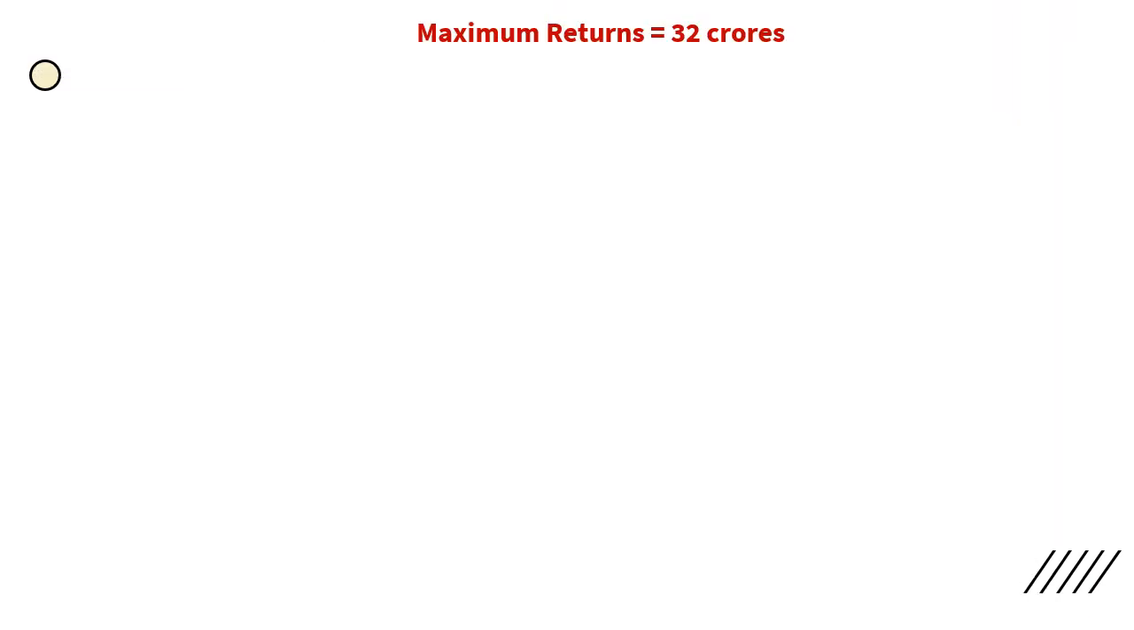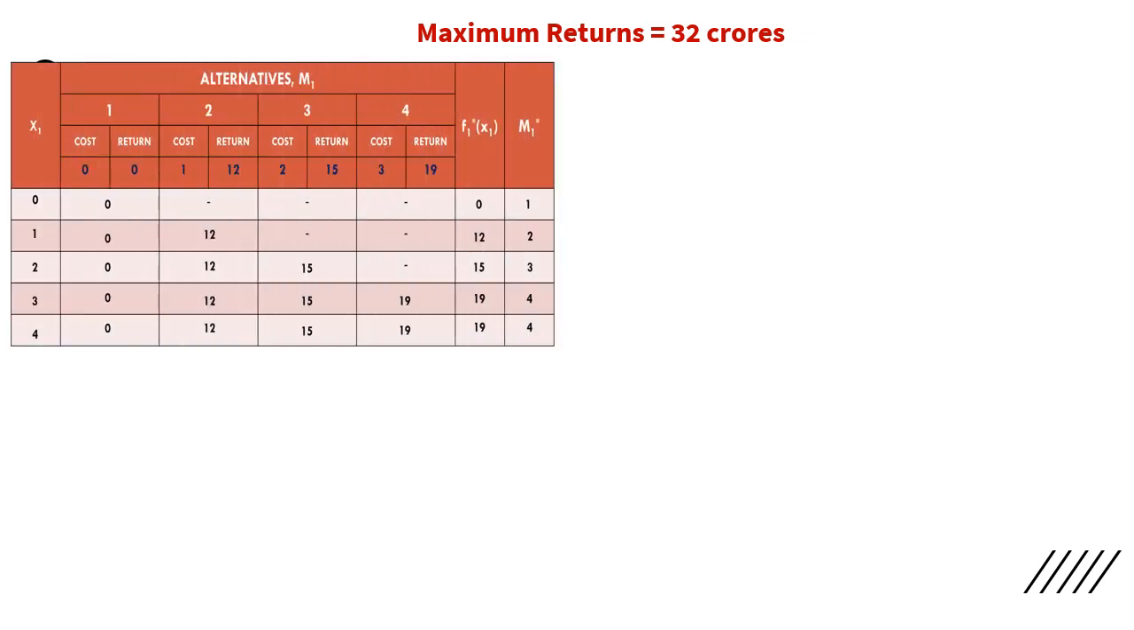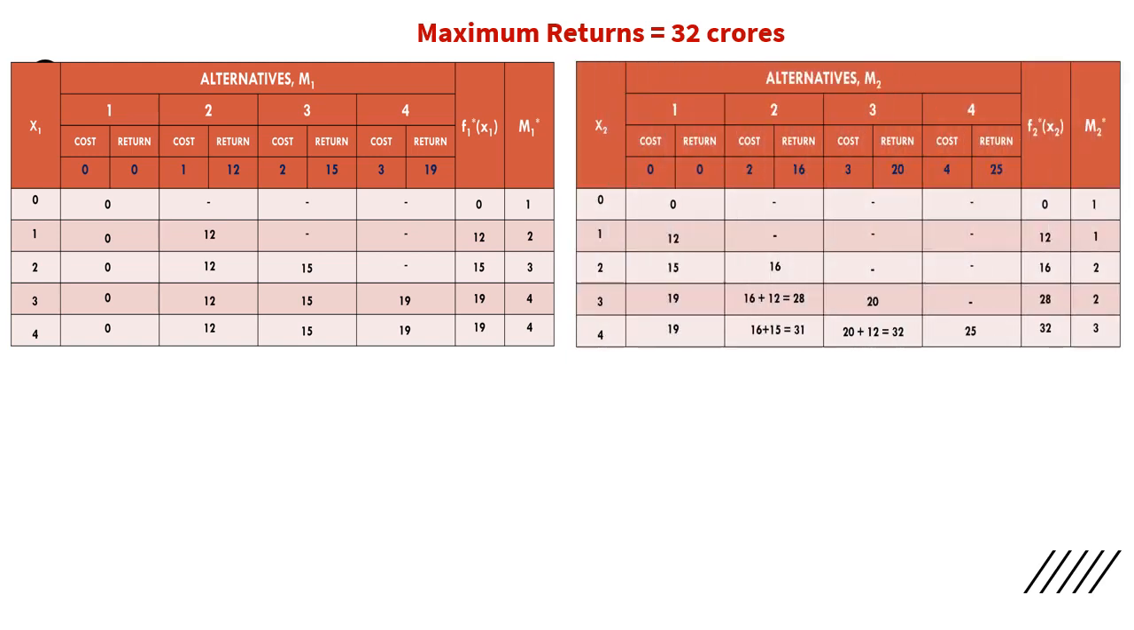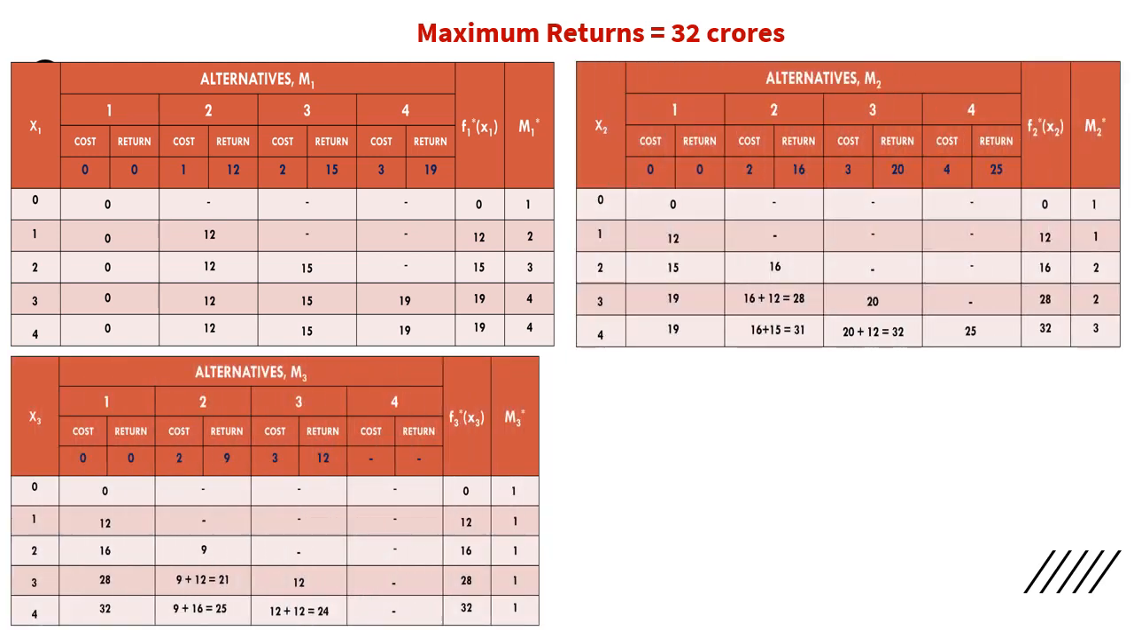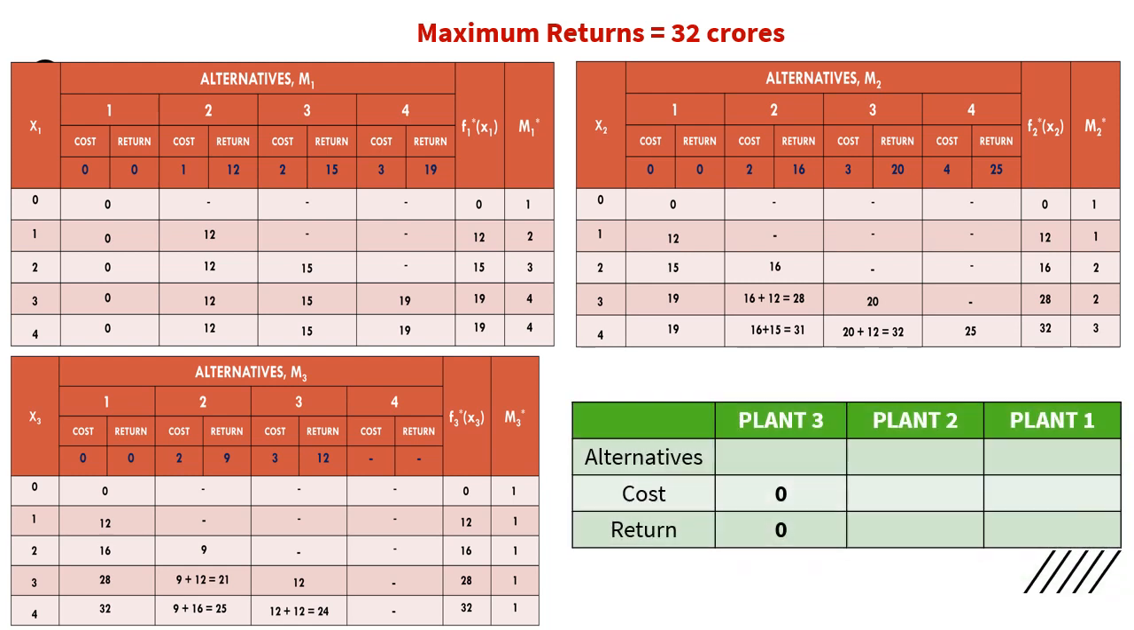Now we have completed all our tables. So the maximum returns we are getting is 32 crores. So let us put all the tables here. So this is plant 1 table, plant 2 table, plant 3 table, and let me make a table like this. From the reverse side, plant 3 is first, plant 2 is the next one, and plant 1, the first stage, has to be at the last.